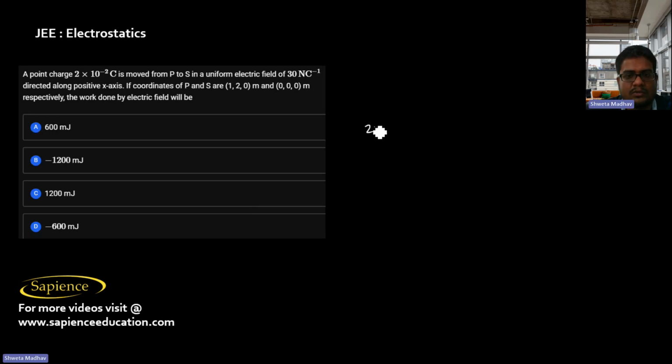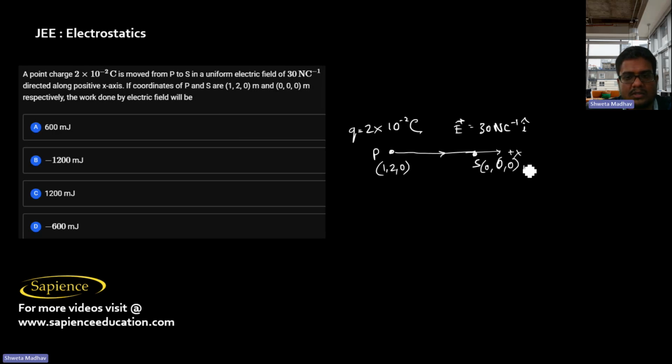A point charge Q equal to 2 into 10 power minus 2 coulomb is moved from point P to the point S in a uniform electric field E equal to 30 Newton per coulomb, which is directed along the positive x-axis, that is, along i cap. The coordinates of point P are (1, 2, 0) and S is (0, 0, 0), so S is actually the origin, and the unit is in meter only.